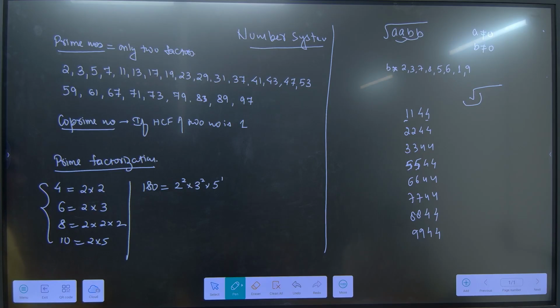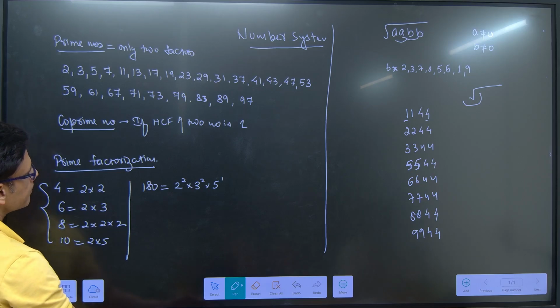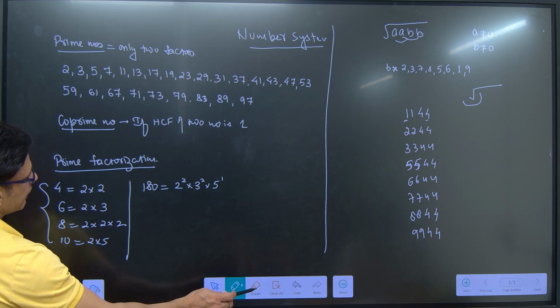Because 180 is not a prime number, it is made by 2, 3 and 5. Clear? First thing. Prime factorization is clear? Okay. Any doubt in prime factorization?